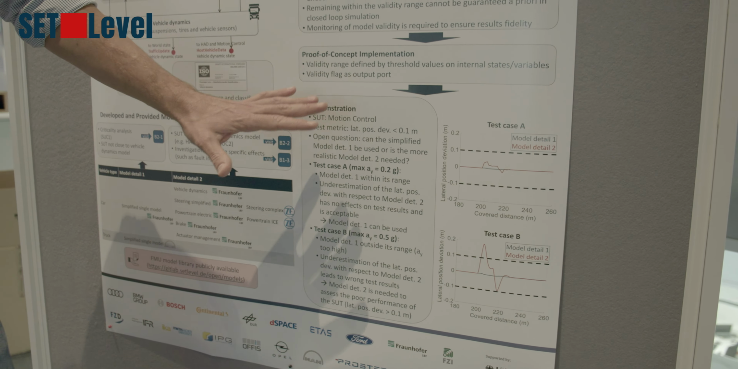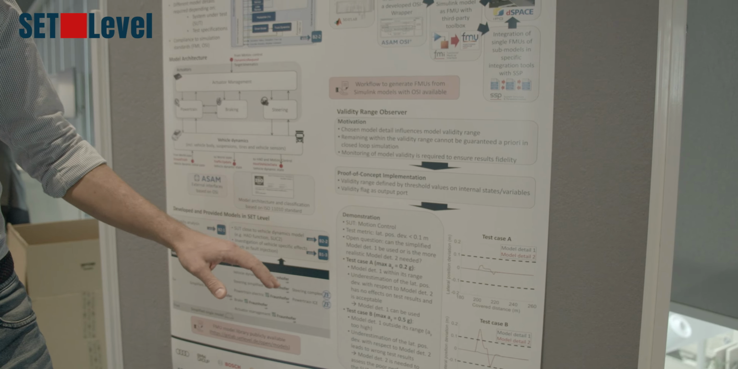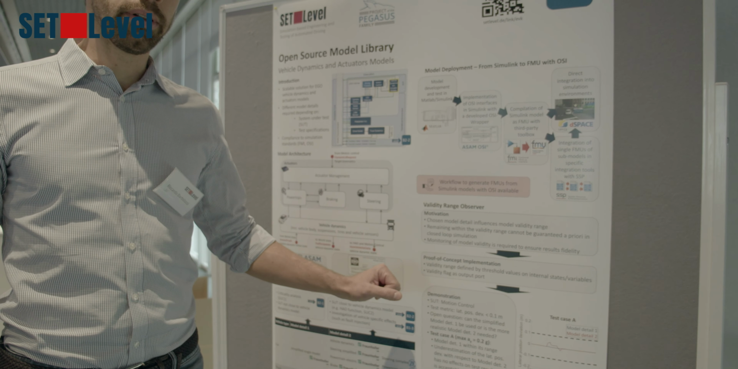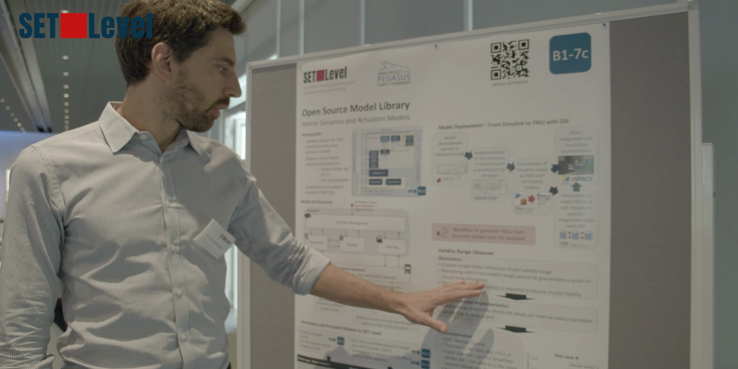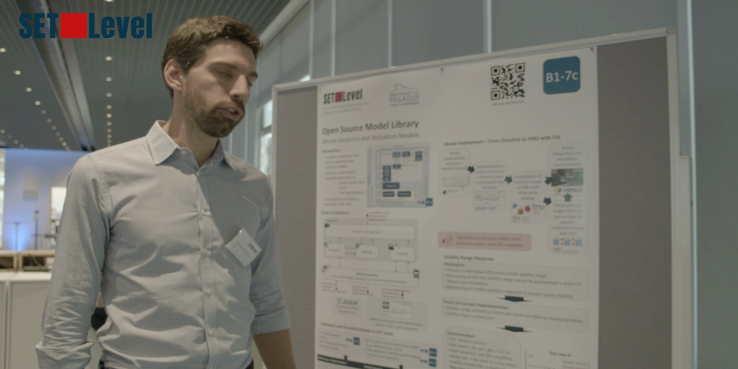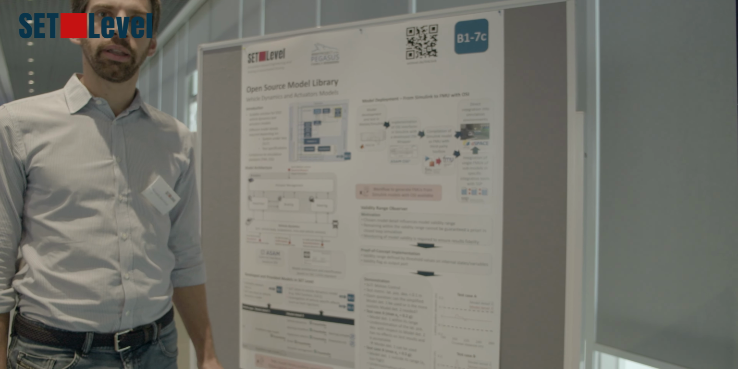So this shows how, having these different detail levels of the models, we need the function of the validity range observer to make the correct choice and have good results quality.